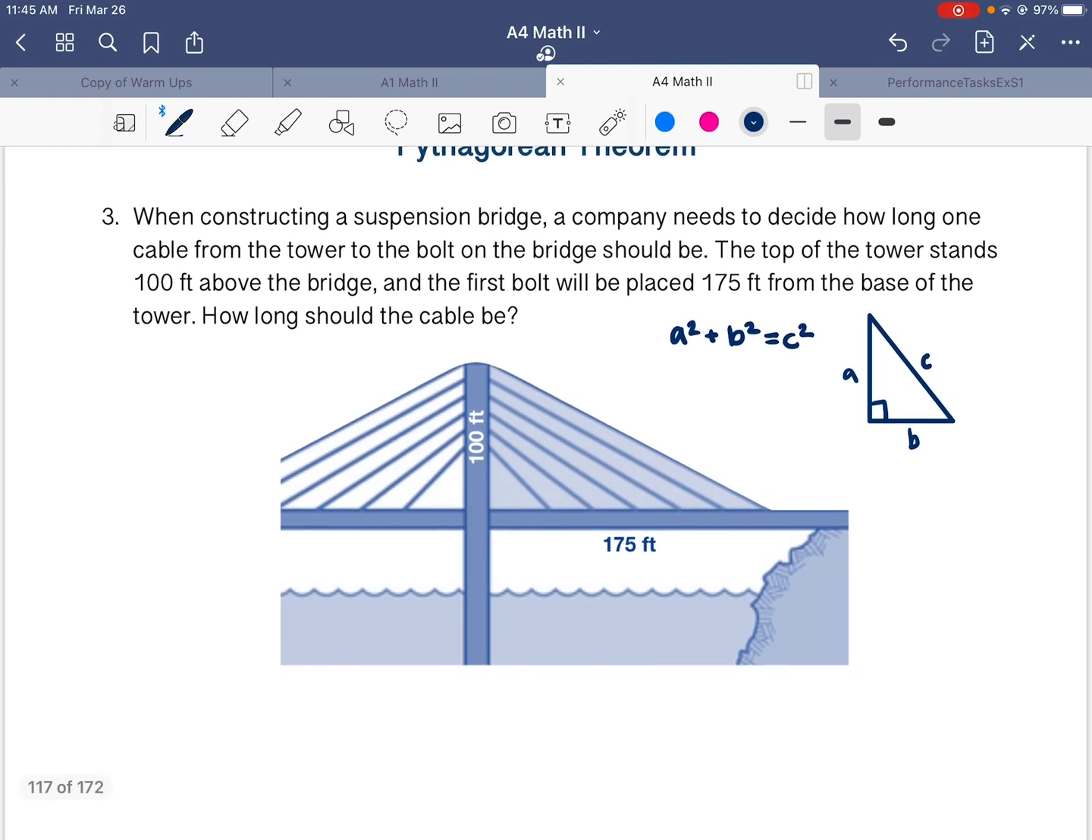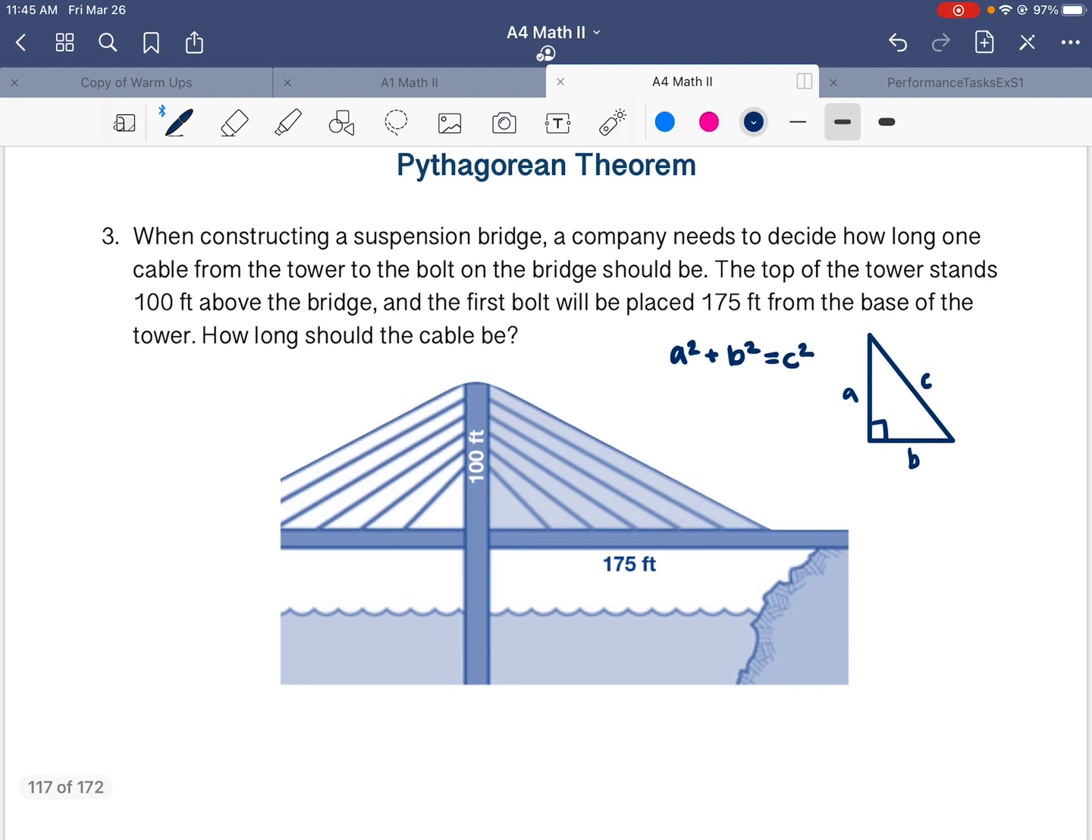So in this particular triangle, it's a suspension bridge. A company needs to decide how long one cable from the tower to the bolt on the bridge should be. The top of the tower stands 100 feet above the bridge, and the first bolt will be placed 175 feet from the base of the tower. How long should the cable be? So we're wondering about this cable here. And we're going to call it C just because that's convenient. Not that convenient, it starts with a C, but that's the hypotenuse, which we always call C in the Pythagorean theorem.